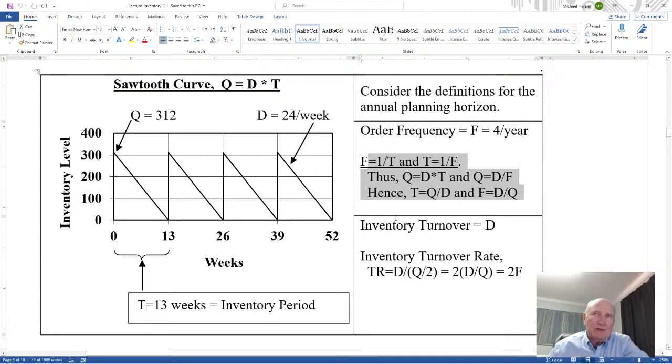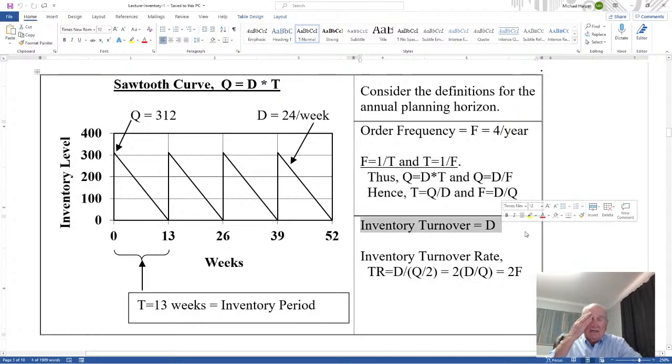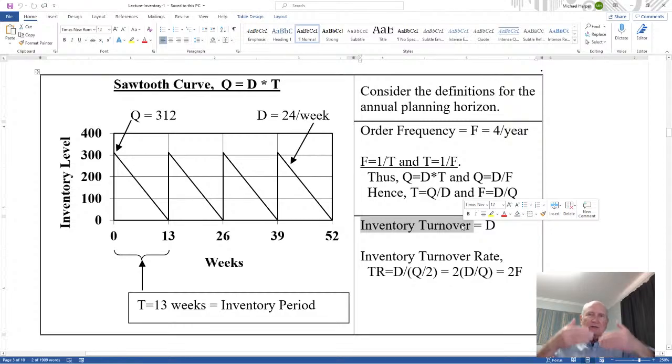The second thing closely related to this is called the inventory turnover. This is the second important derivation of this development. First of all, the inventory turnover. The definition of inventory turnover is inventory that has come into your inventory and gone out of your inventory. For example, look at the first quarter here. At the beginning of the first quarter, we received 312. At the end of that quarter, we went to 0. So 312 came into the inventory and 312 went out of the inventory. Therefore, for the first quarter, our turnover was 312.